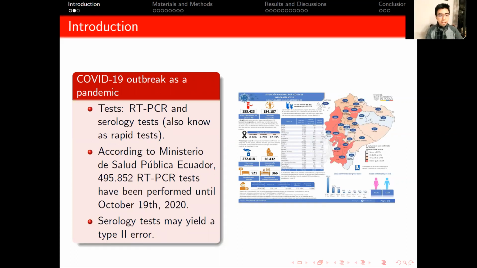The former is a diagnostic test that, from a respiratory sample of a person suspected of being infected, detects the presence of SARS-CoV-2 virus RNA, and the latter, through a blood sample, is able to detect antibodies generated by the immune system. In Ecuador, the number of cases is still increasing, and according to Ministerio de Salud Pública Ecuador, 495,852 RT-PCR tests have been performed until October 19, 2020.